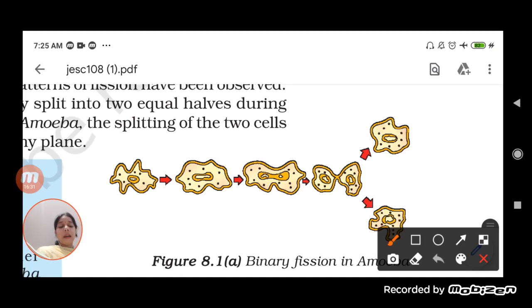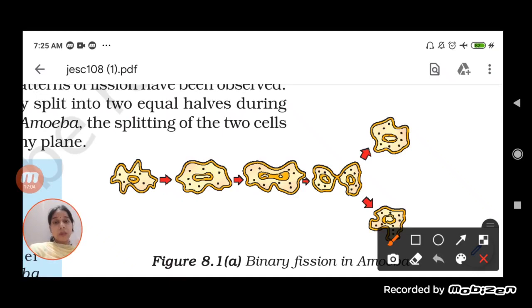Basically, when the amoeba reaches the maximum size of growth, first of all the nucleus, as you can see here, elongates. So the elongation of the nucleus occurs, as you can see here, students. Along with it the size is increasing, but first you can see the nucleus is elongating. When the nucleus elongates, finally it gets split into two.